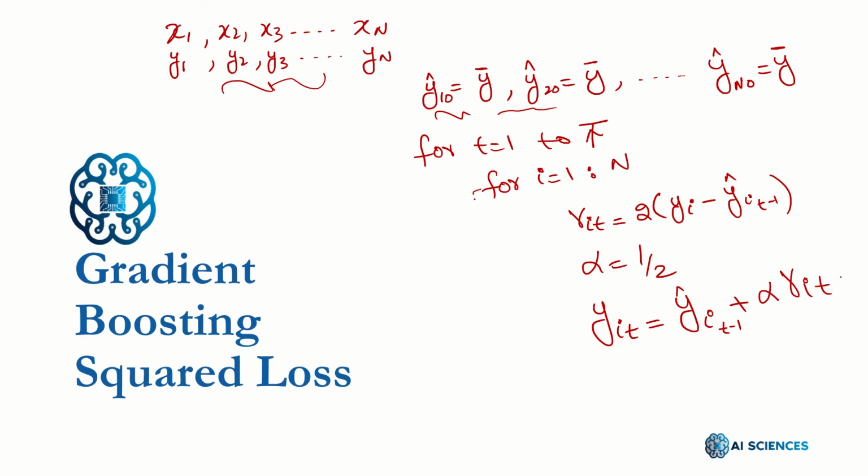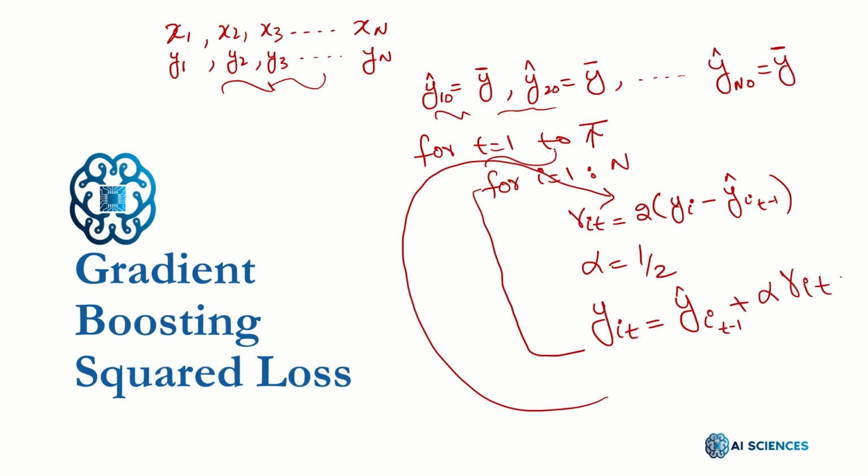So once this loop ends, I have my new predictions, and those new predictions then go back to this, and the loop goes on and on and on. And after these t iterations are over, I will have predictions that are much better than the predictions I started with. And that's all. This is the algorithm for gradient boosting.